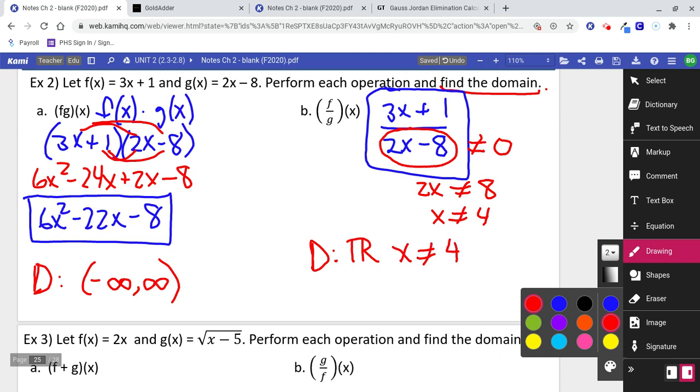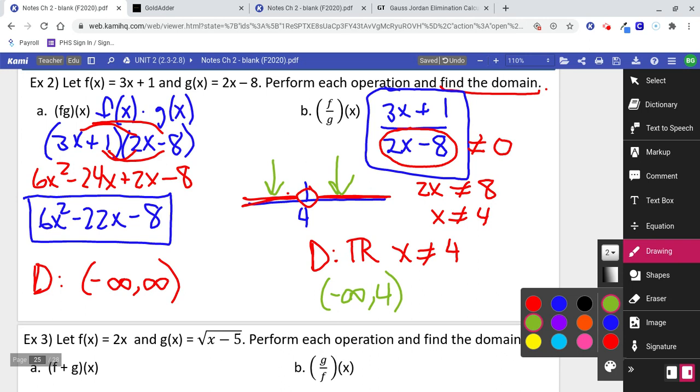That's right. But in interval notation, it helps to think about a number line. Okay, if this was 4 and we wanted all real numbers except for 4, think about that in interval notation. There's two pieces. There's a piece on the left that says from negative infinity to 4, but not including. And there's a piece on the right that says from 4 to positive infinity. Put a little u for union in the middle there, and that's how you're going to write it in interval notation.